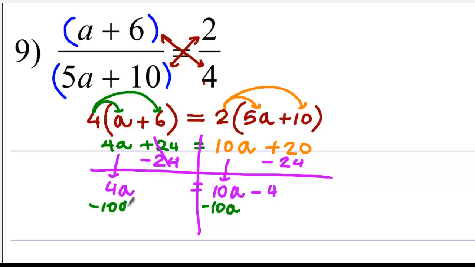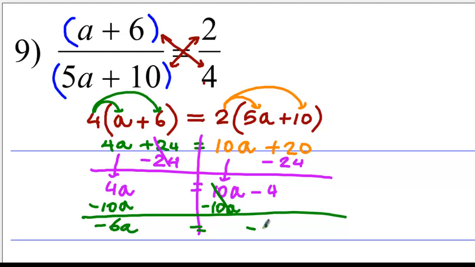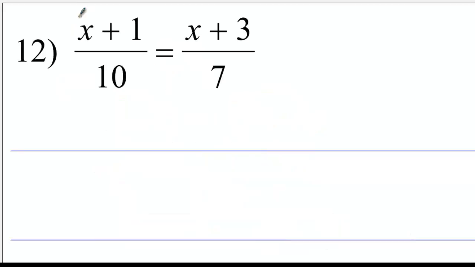Alright, so we have 4A minus 10A. This is going to be negative 6A equals negative 4. You divide by negative 6. Negative 4 divided by negative 6 is going to be positive, 0.6 repeating. Or you can have it as 2 over 3.